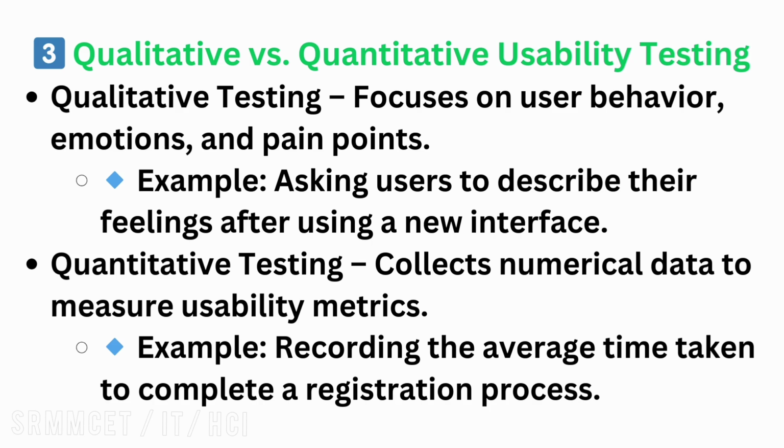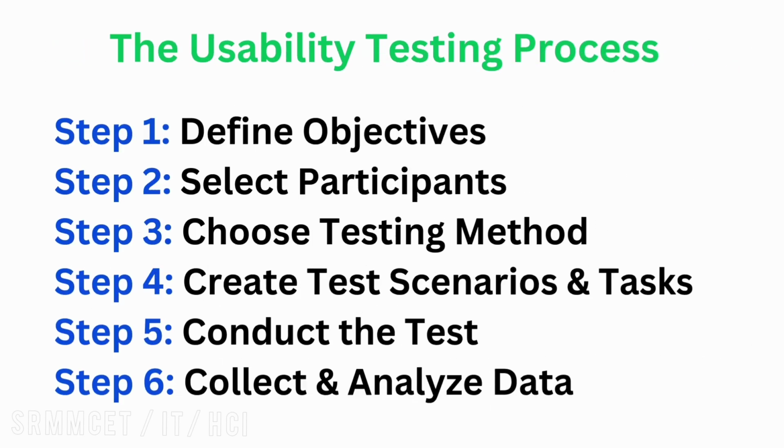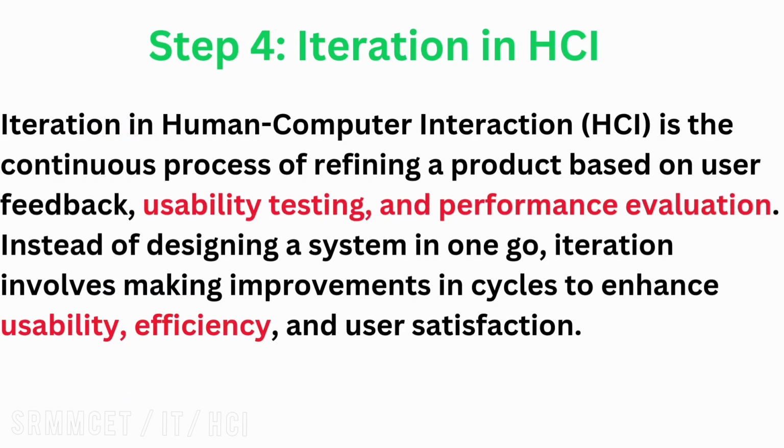The usability testing process: step 1, define objectives. Step 2, select participants. Step 3, choose testing method. Step 4, create test scenarios and tasks. Step 5, conduct the test, collect and analyze data. This is the final step. So at last we have to collect and analyze the data we have collected. These are the essential steps included in the usability testing process.